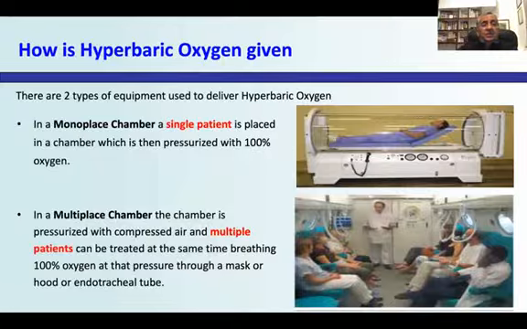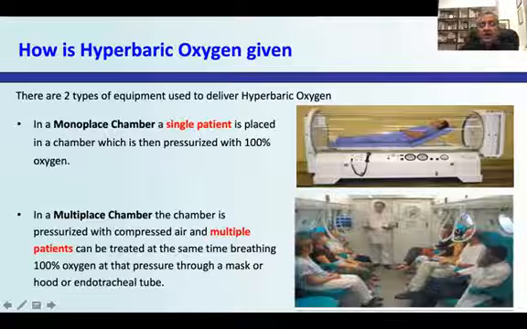How is hyperbaric oxygen delivered? There are two types of chambers. One is a monoplace chamber where one patient is treated at a time, and the other is a multiple place chamber where multiple patients could be treated at the same time and treated through a mask or a hood which is delivering oxygen. The room is pressurized with air, and the oxygen delivery mechanism delivers oxygen to each individual.